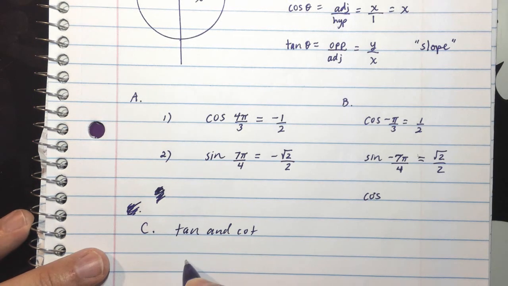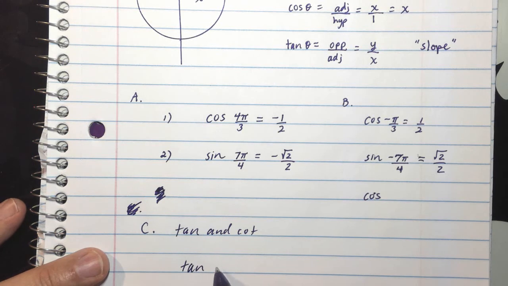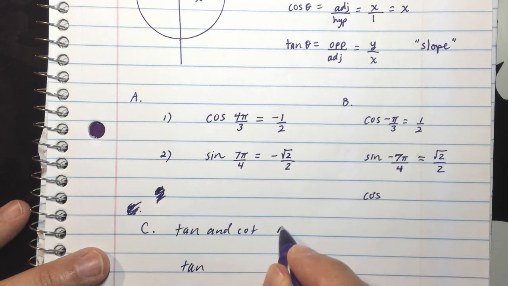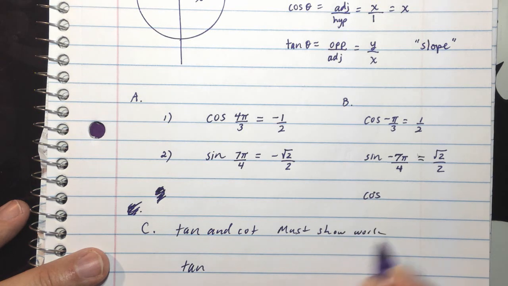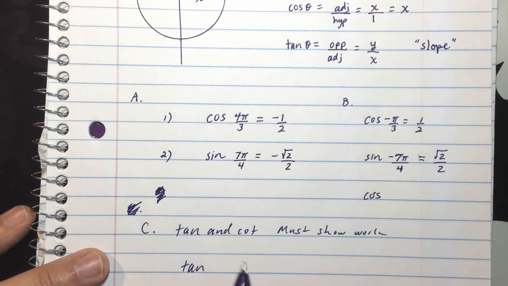So let me do a couple examples of tangent. You have to show your work. Must show work. You'll see. For tangent and cotangent problems, this will always be true.